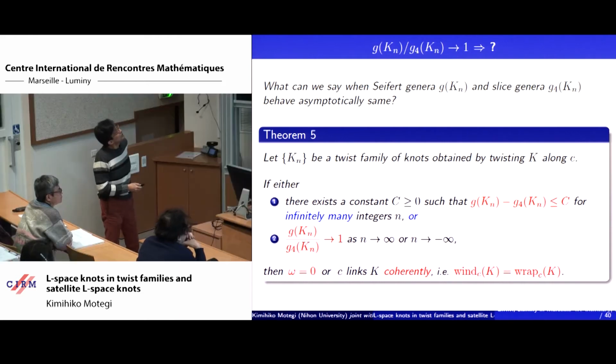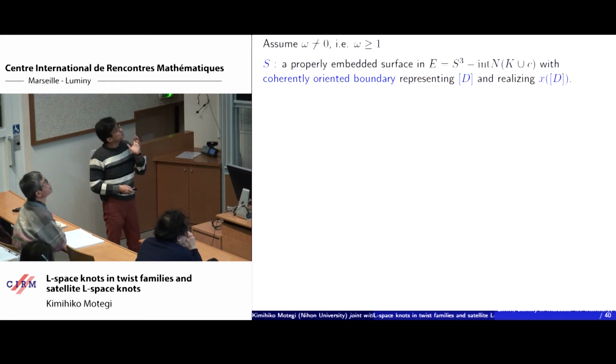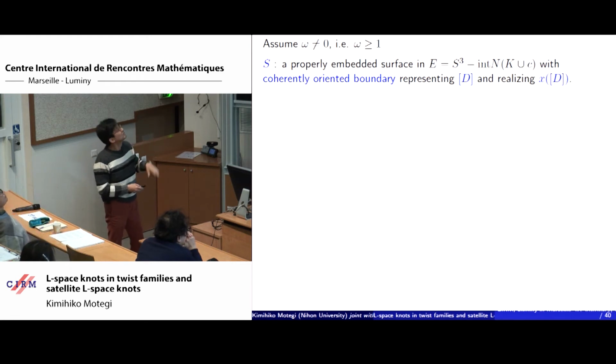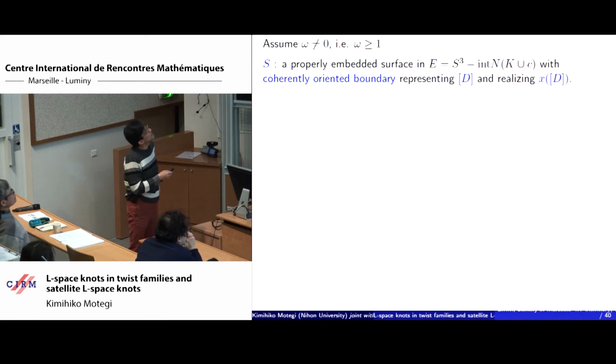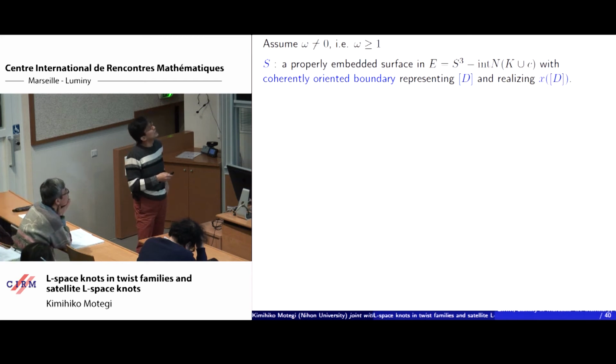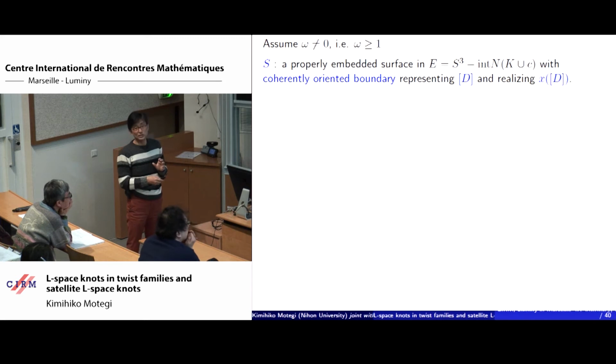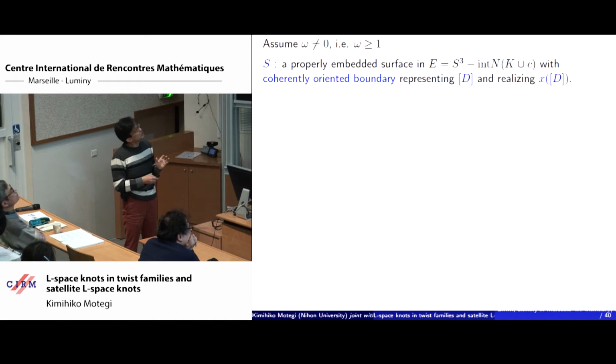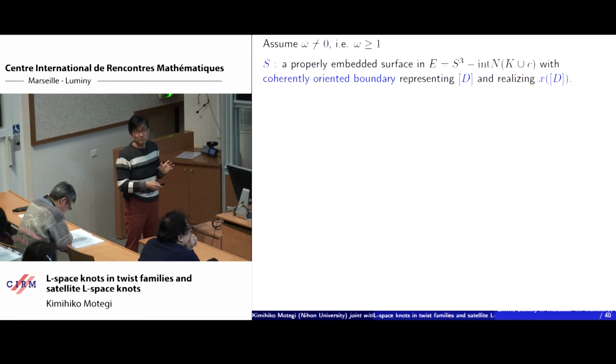Okay. So here is a proof. We give a proof assuming the previous theorems. So we assume that the winding number is not 0, so namely omega is greater than or equal to 1. And let us take S, a Thurston norm minimizing surface, which is a properly embedded surface in the exterior of the link K union C with a coherently oriented boundary, and which represents the homology class D and realizes the Thurston norm. So it is a Thurston norm minimizing surface.